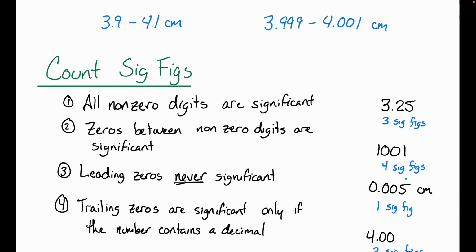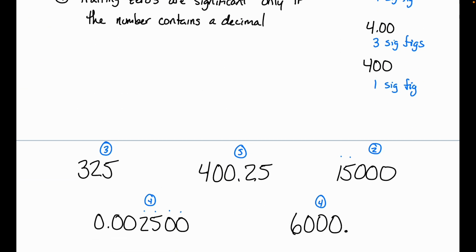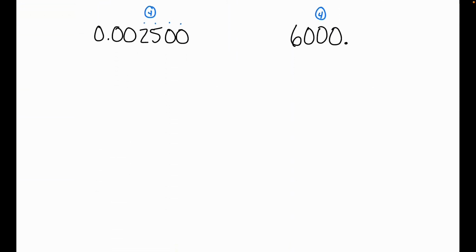All right, check. We got our counting sig figs. The next skill that we're going to need is to know how to round numbers to a specific number of sig figs.